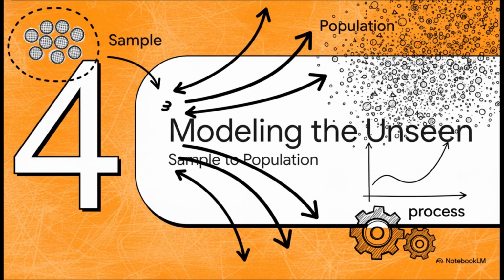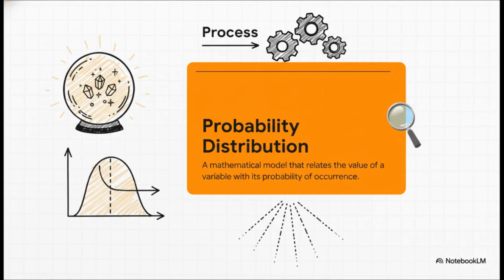All right, so we can see our data and we can summarize it with numbers. Now it's time for the really big leap. How can we use what we've measured in a small sample, say 100 semiconductor wafers, to make smart predictions about the entire process? We're talking thousands or even millions of wafers we haven't even made yet. This is where we go from describing what has happened to modeling what could happen.